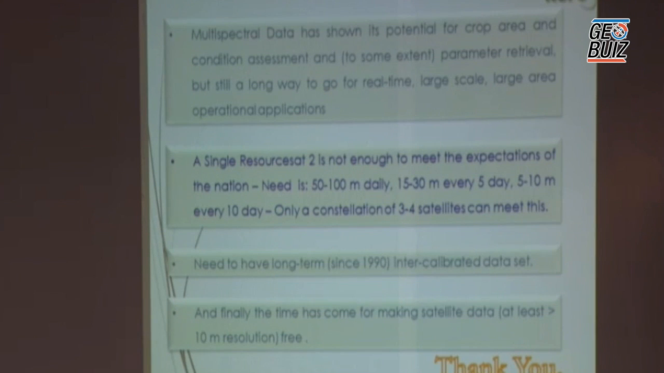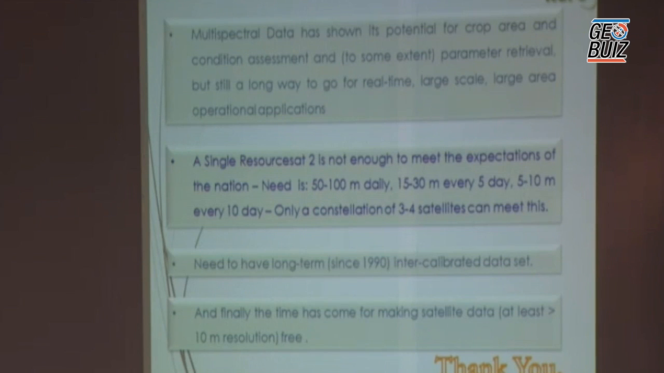I remember Dr. Navalgund and co-workers have done a study that 5 satellites, 2 microwave and 3 optical, would be sufficient to give cover. So we need to do at least a constellation, and this is the time to think of this. Unless we do this, I will be having so many demands and will not be able to meet them. We need to have long-term intercalibrators.